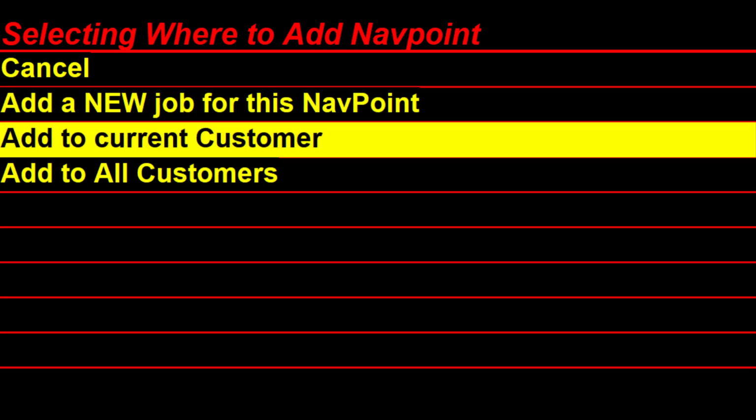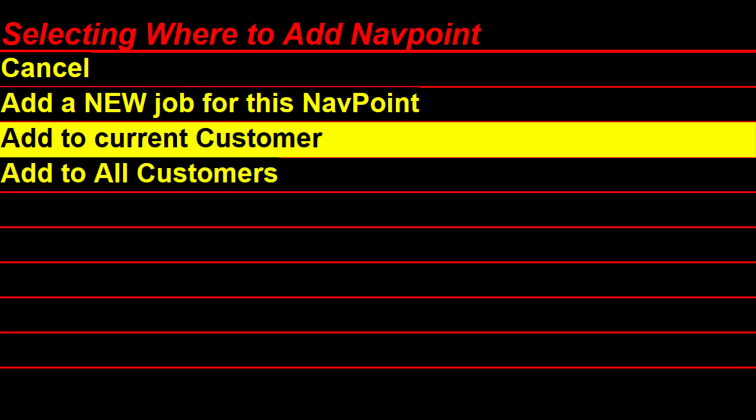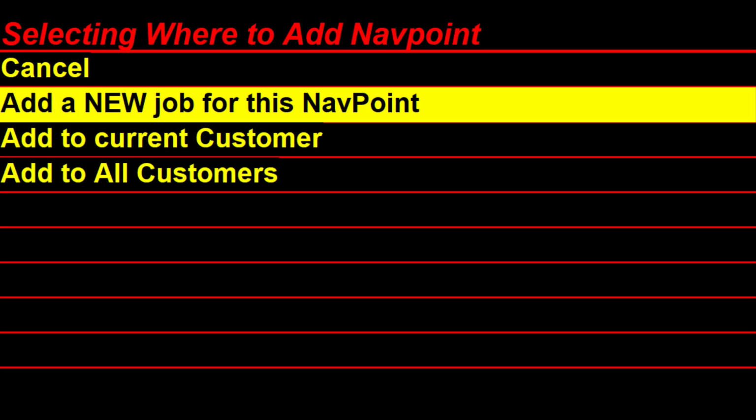We can add it to a current customer, so the current customer will always have this point. Every time you select this customer, it will be available. Or you can add it to all customers, such as your field, your landing points, your strips, and that sort of thing. So in this case, we're going to use Add a New Job to select and enter.